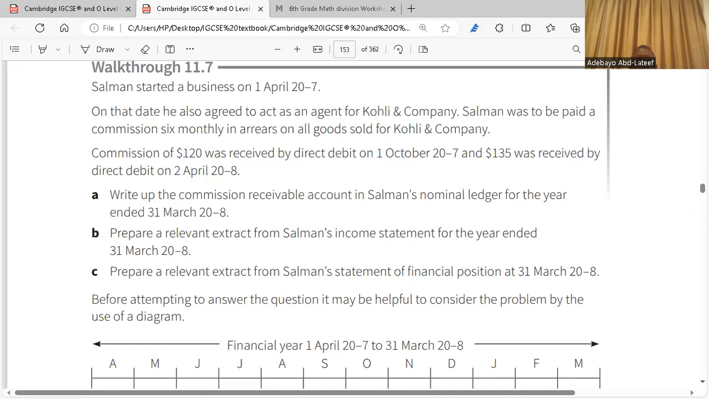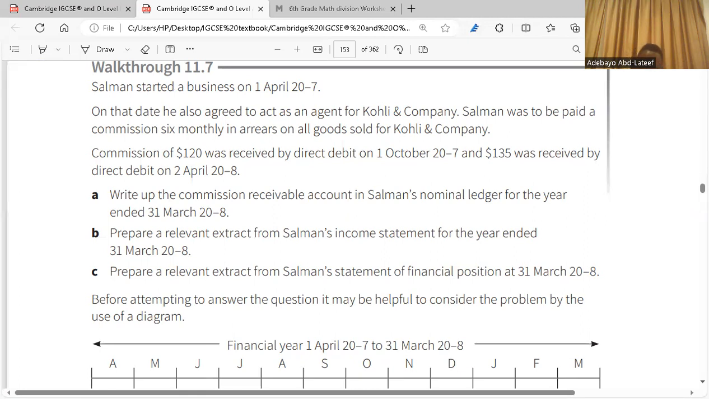So commission of 120 was received by direct debit on 1st of October, and 135 was received by direct debit on 2nd of April. So there were two payments there, 120 and 135, which is 255 received.